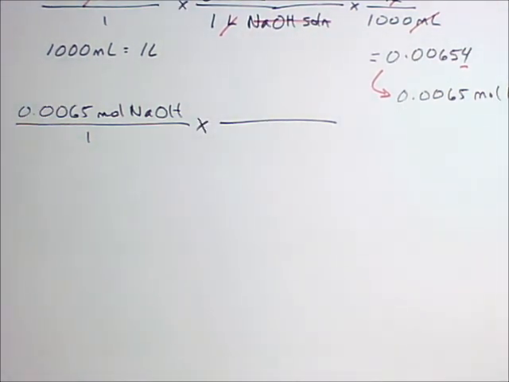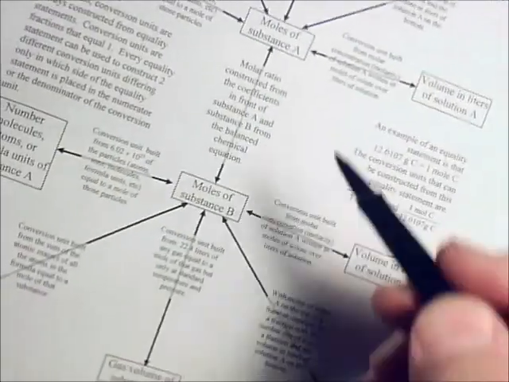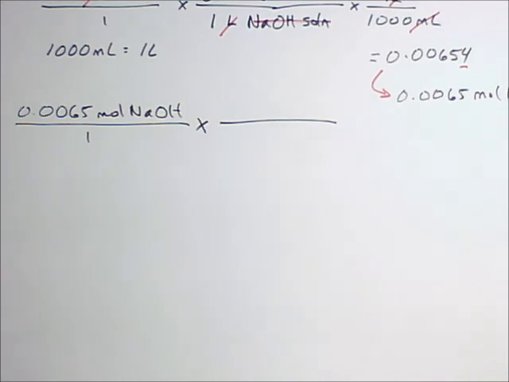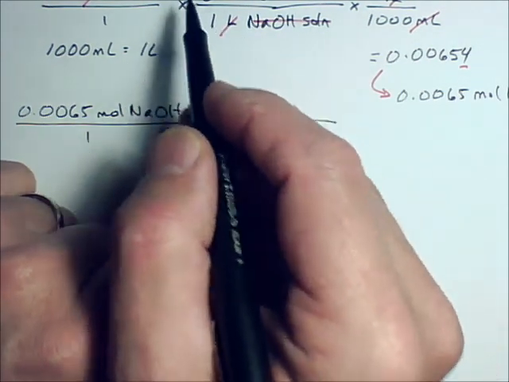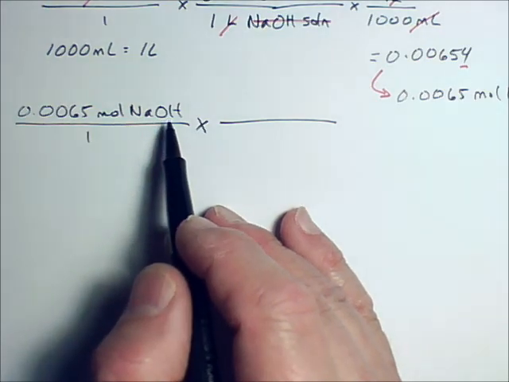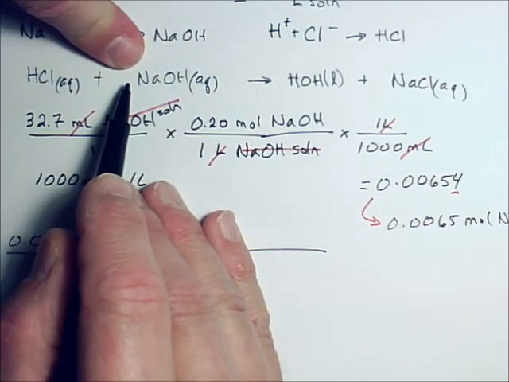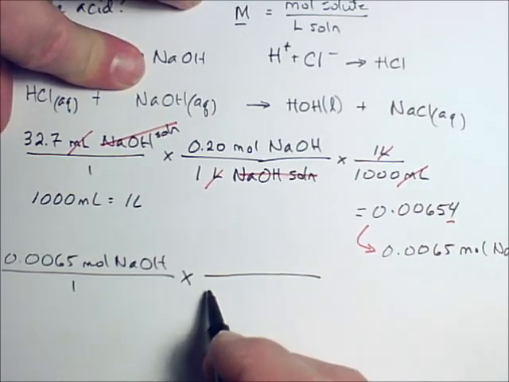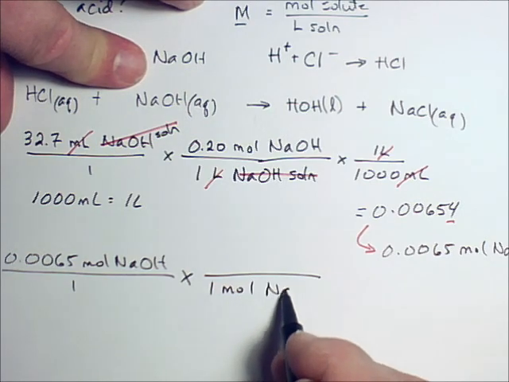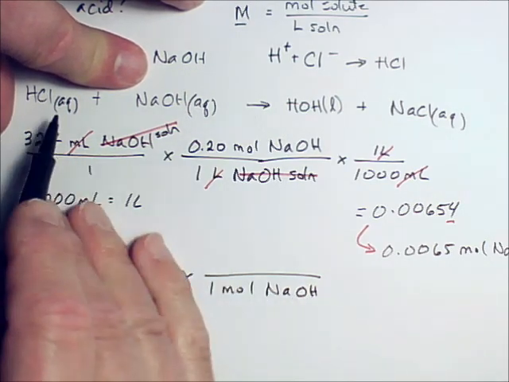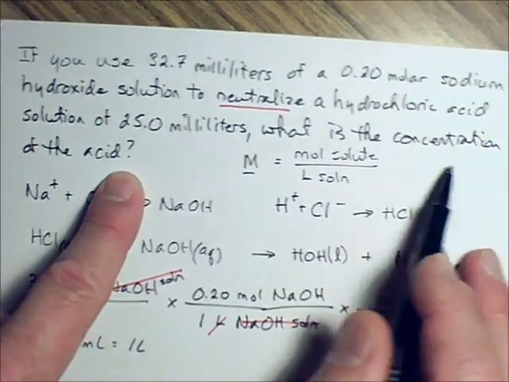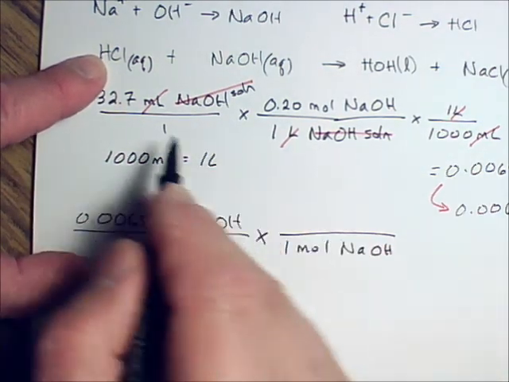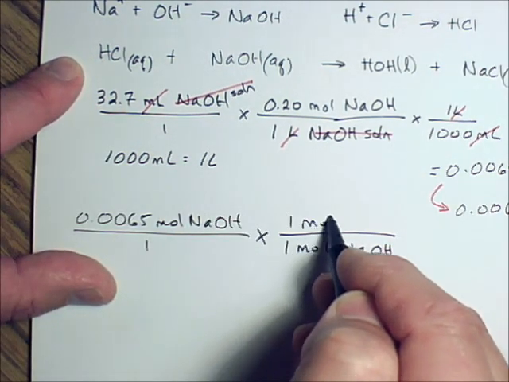So now I need a molar ratio to go from moles of one thing to moles of another. That's where we are on the molar map right here. Okay? And let's see. We're starting with moles NaOH, so there it is, and I've got a coefficient of 1 in front of that in the balanced equation. Okay? So I'll put 1 mole of NaOH on the bottom, and I'm trying to get to the concentration of the acid, so that's this stuff right here. So I'll put that on the top.